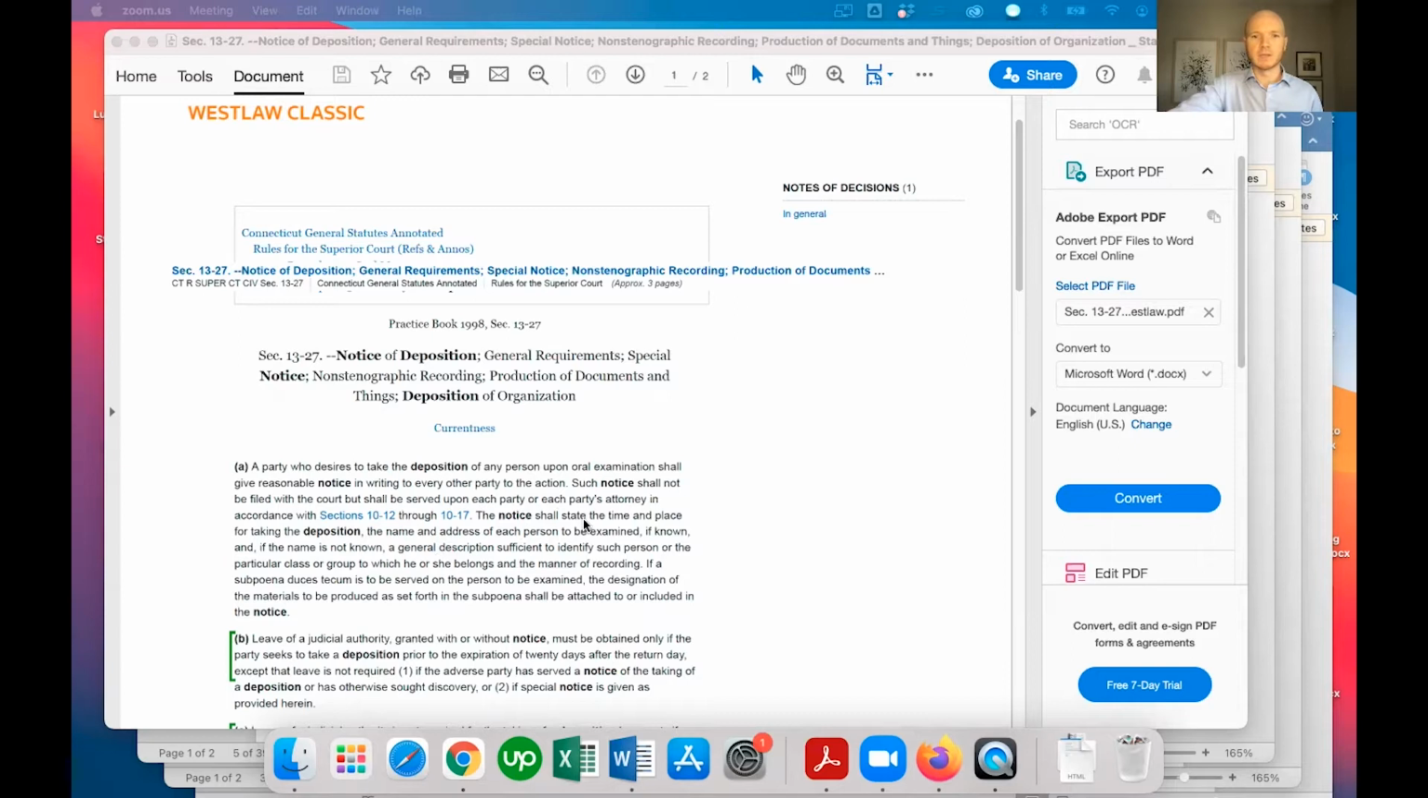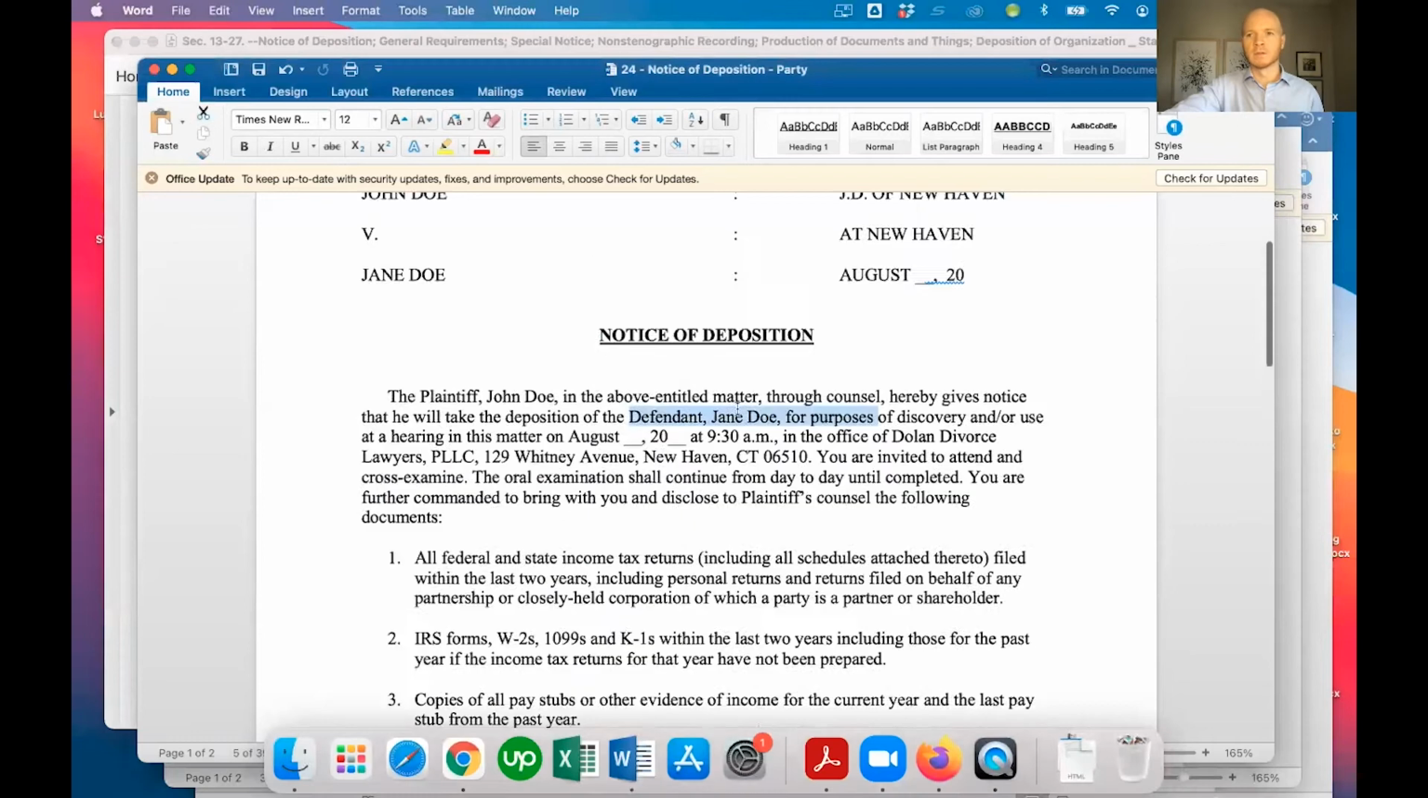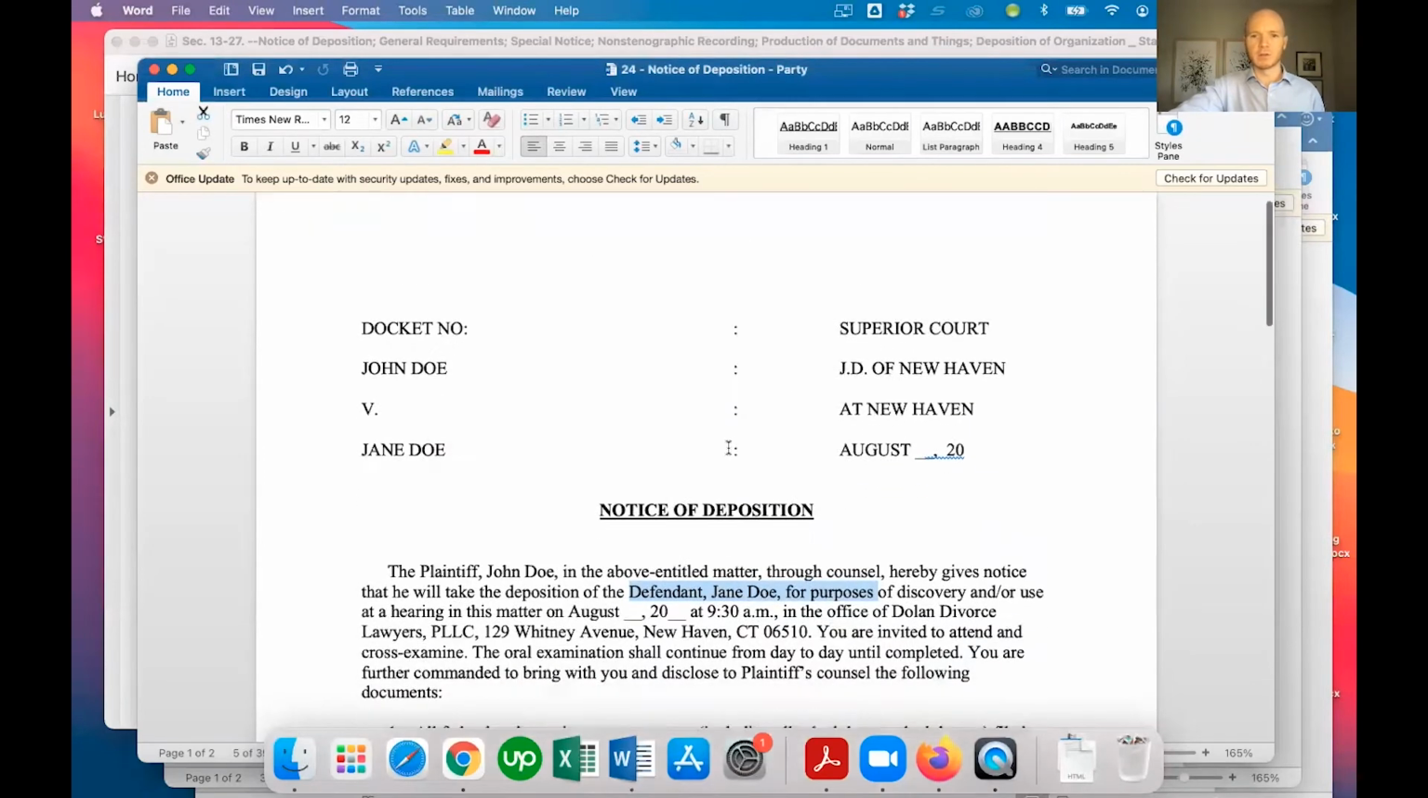The notice shall state the time and place for taking the deposition, the name and address of each person to be examined, if known. And if the name is not known, you can disregard that. Rarely are you going to not know the name of the person who you're subpoenaing to a deposition. So let's show you the practical side, what the notices look like.